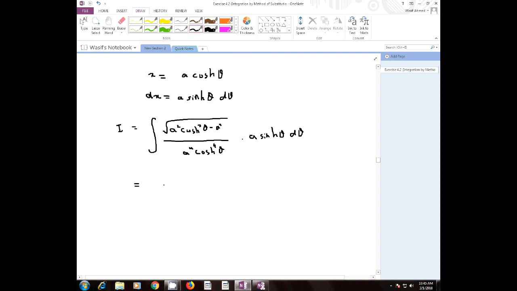Take a square as common and take it out of the square root. It would become a square has been taken out of the square root, and we are left with cos hyperbolic square theta minus 1, that is sine hyperbolic square theta, divided by a raised to the power 4 cos hyperbolic 4 theta, and a sine hyperbolic theta d theta.